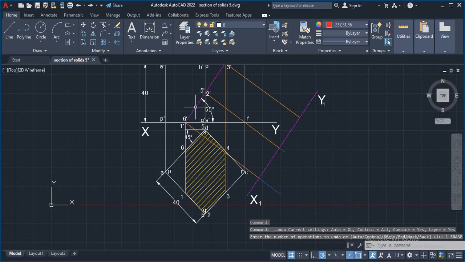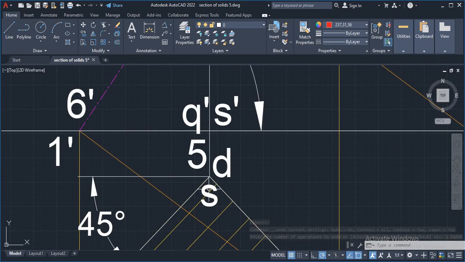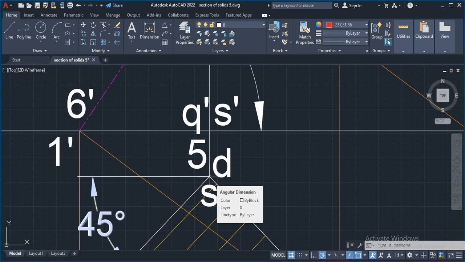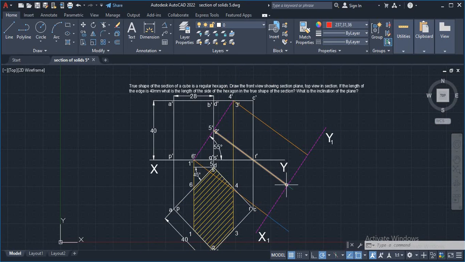Then measure the distance from the XY line to the point 5. This is the point 5. So from here to here measure the distance. Come to this line, keep your compass pointer and draw an arc. Extend this line towards the arc. You will get the point 5 suffix 1.